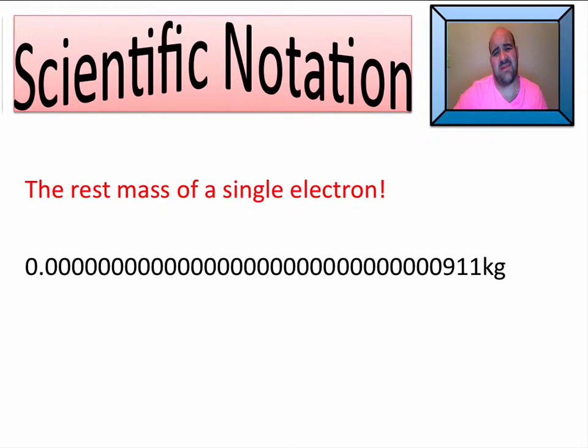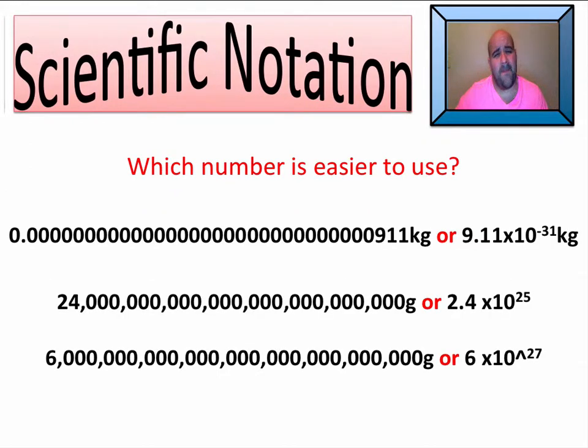This is the rest mass of a single electron: 9.11 times 10 to the negative 31st kilograms. A very, very small number. Lots of decimals, a fraction of a fraction of a fraction, and so on. So it goes without saying that in science, there are a ton of really, really small objects and a ton of really, really big objects.